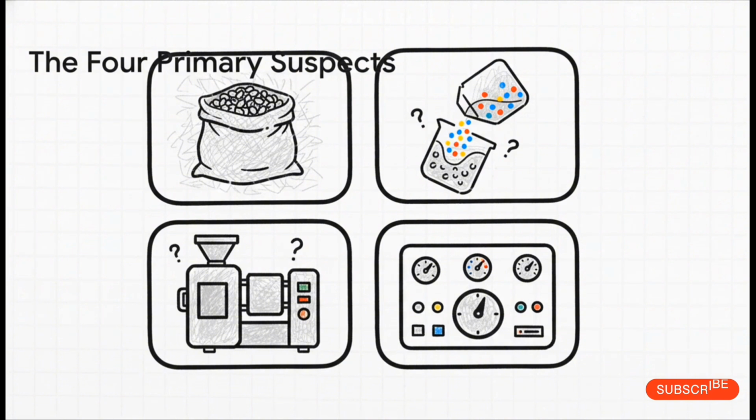What's so powerful about this is how simple it is. I'm telling you, every color defect, no matter how complicated it seems, can be traced back to one of these four suspects: the base material, the pigment you're using, the machine itself, or your processing parameters. This is where the investigation always starts.